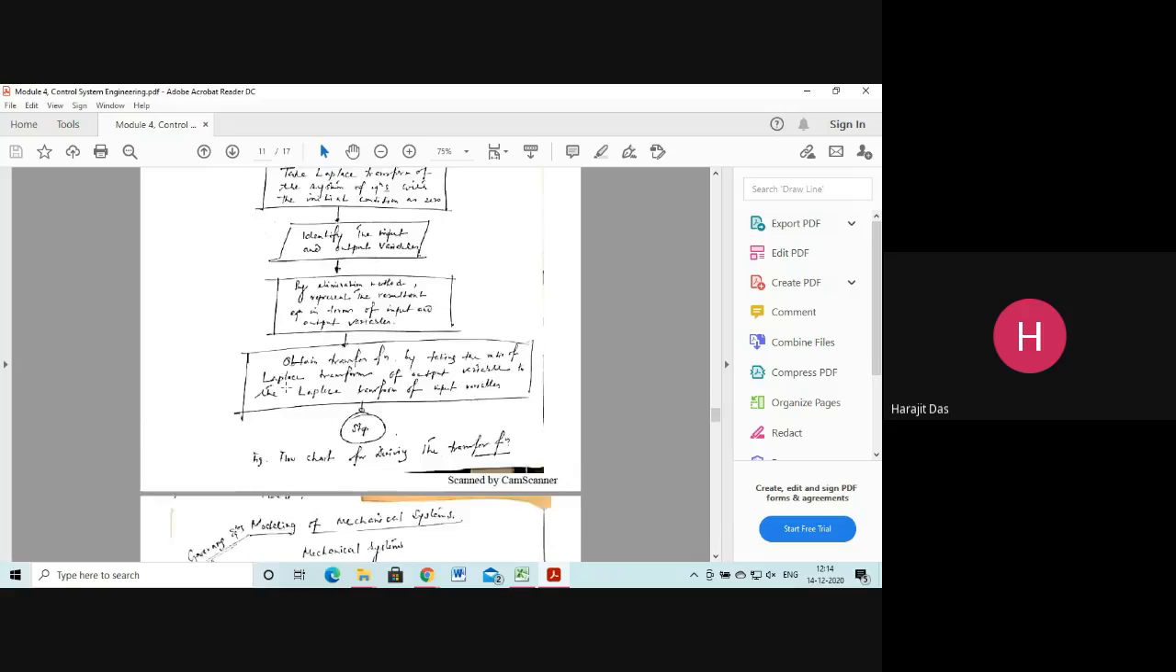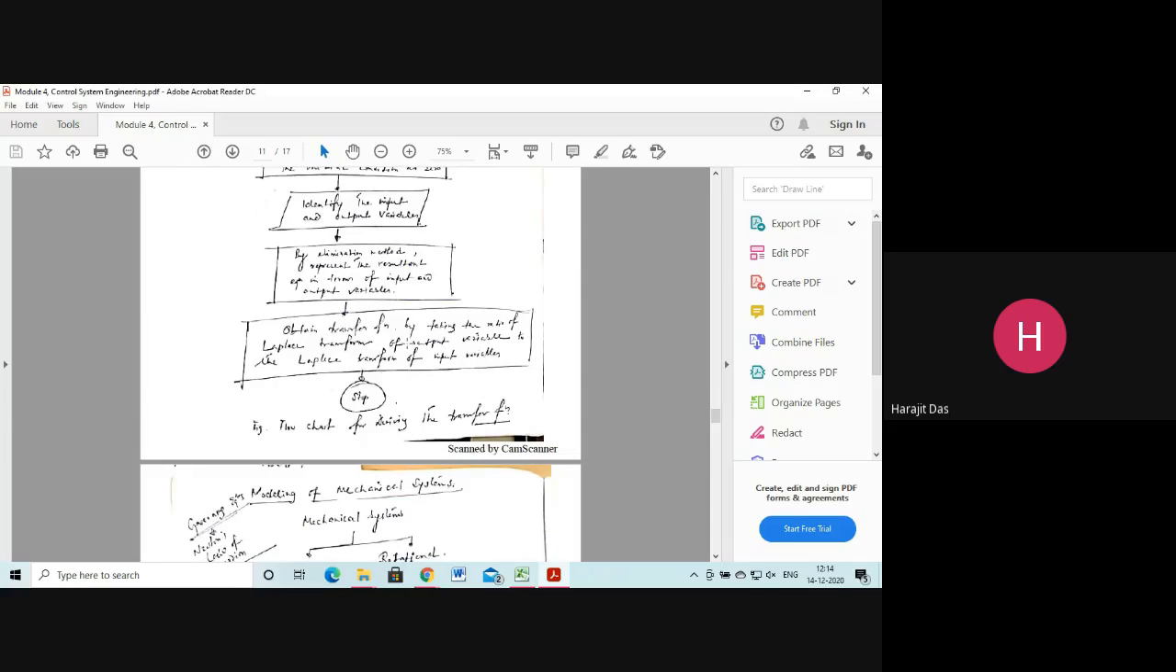Lastly, you obtain the transfer function by taking the ratio of the Laplace transform of the output variable to the Laplace transform of the input variable. Because we need to find out the transfer function finally to configure any mathematical model for any system. After getting the transfer function, all the things will be easily obtainable. Finally we will stop, and this is also called a flow chart for deriving the transfer function.